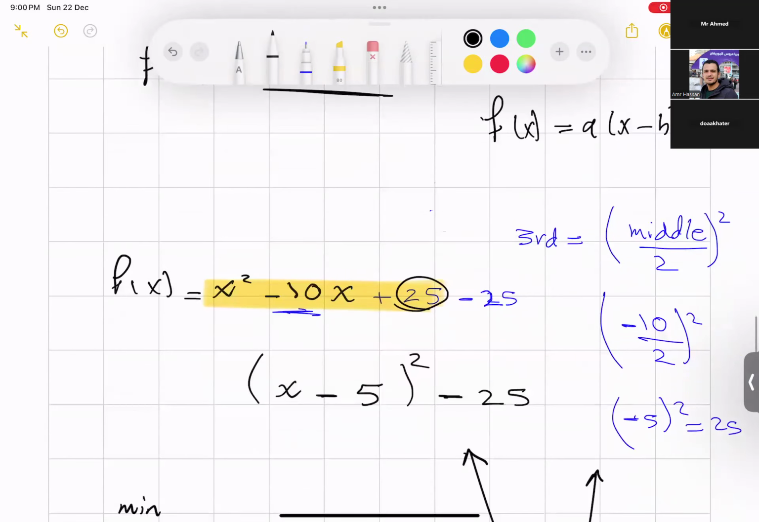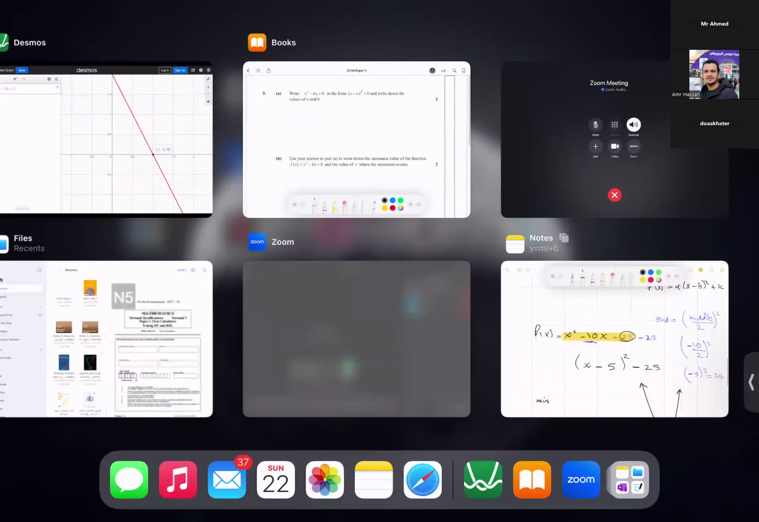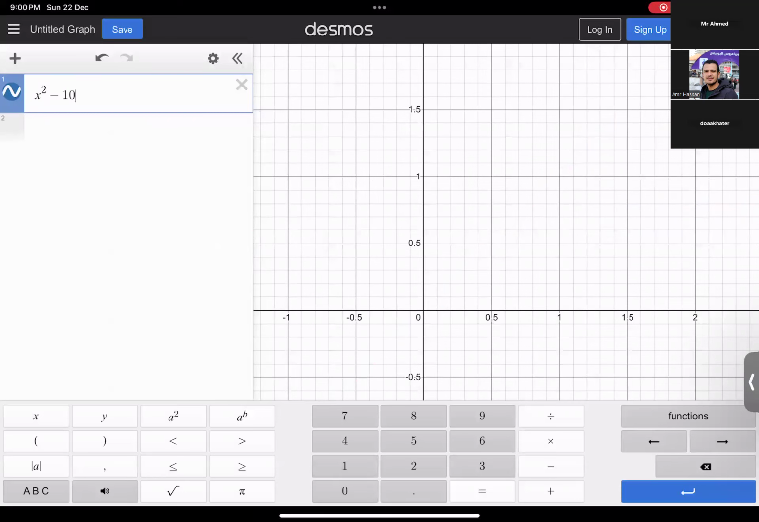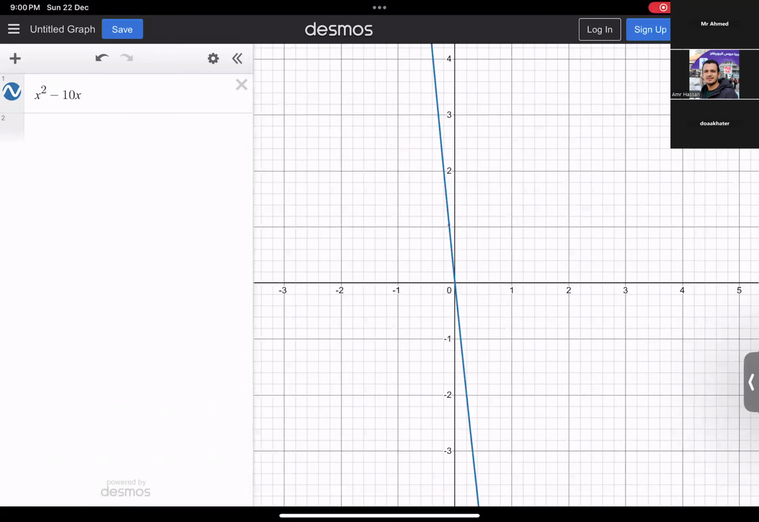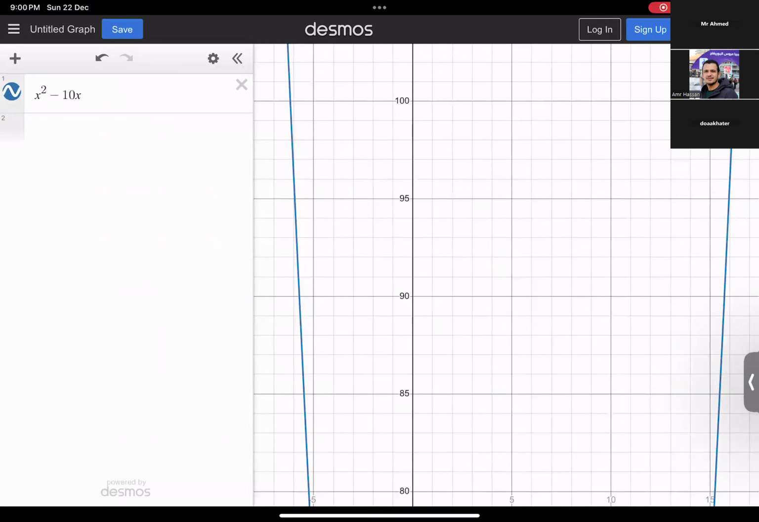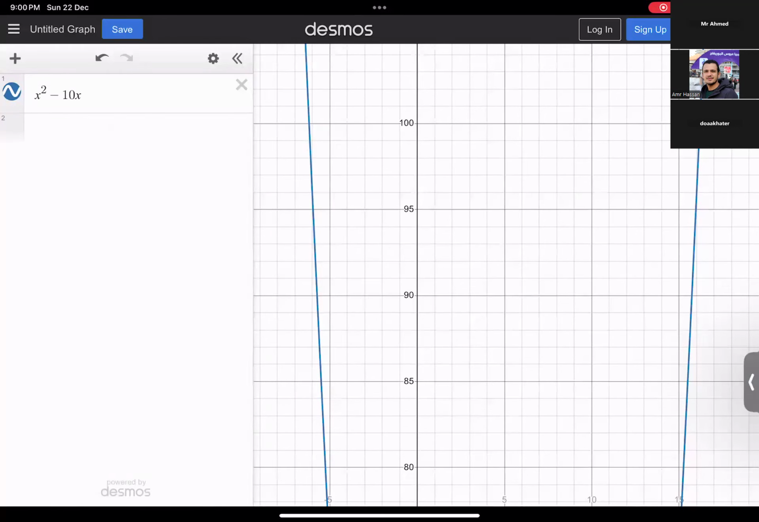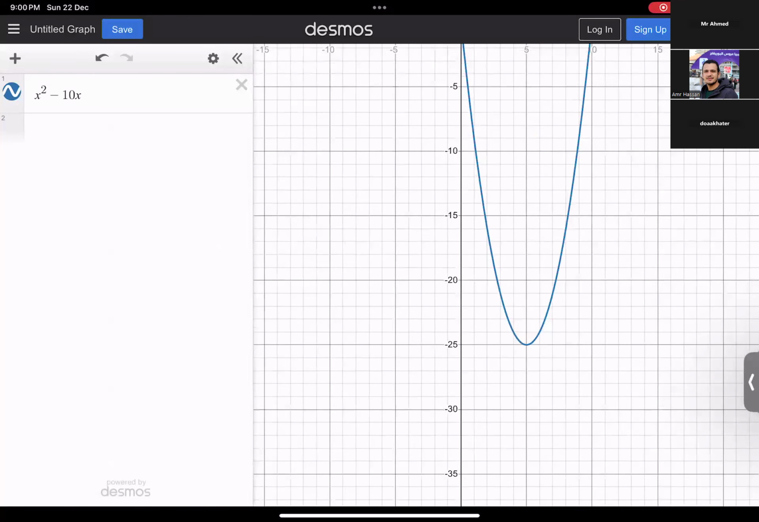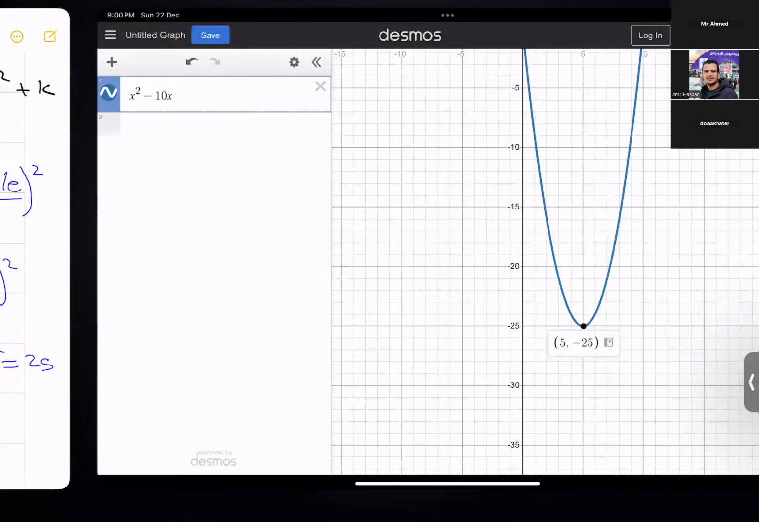It was x squared minus 10x. Let me show you. X squared minus 10x. So look at this one. Do I have the ability to get the maximum? No, I wouldn't be able, right? But I have the ability to calculate the minimum. What is the minimum? What is the vertex? 5 and negative 25, right? Yeah. Okay, let me turn back to this one.